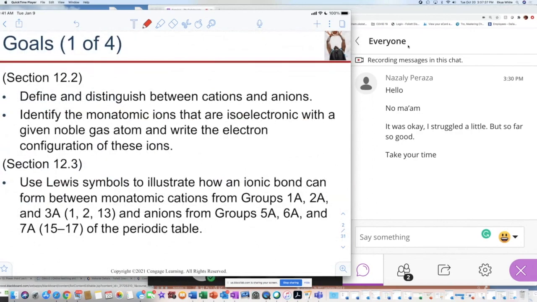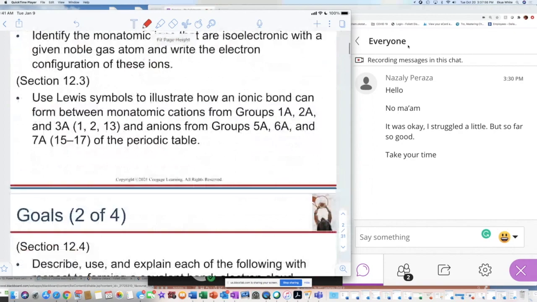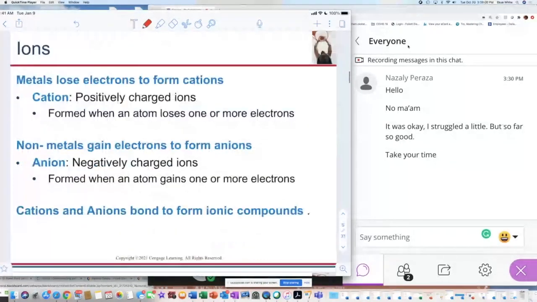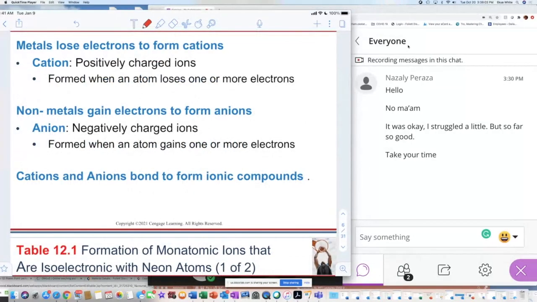The first thing we do is talk about the bonding that takes place between the metal and non-metal. Okay, that's the starting point. And we start off by distinguishing between cations and anions. So we'll start with that. Let me go straight to that slide. So here we're told metals lose electrons to form cations.